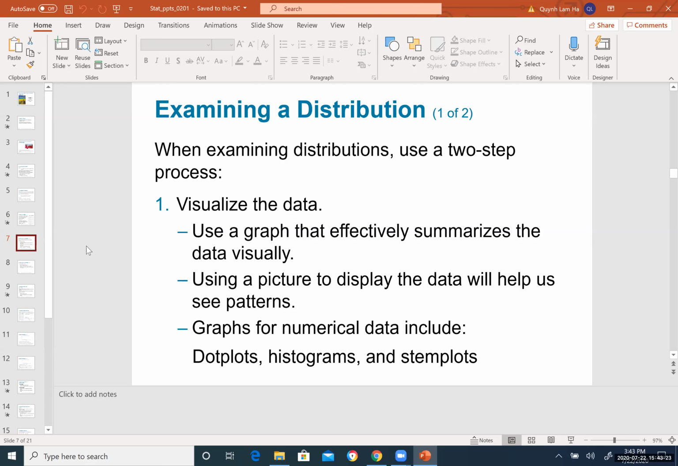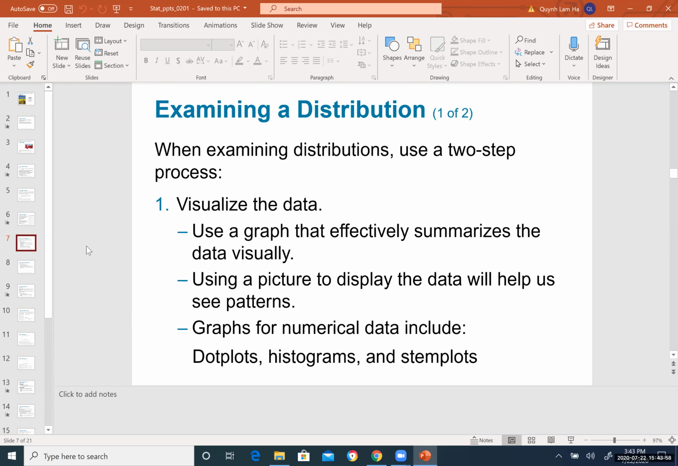When examining distributions, use a two-step process. First, visualize the data. In order to make the data easy to read, they said to use a graph that effectively summarizes the data visually. This means they're using a graph. And there are three main types of graph that I told you: stem plot, histogram, and dot plots.